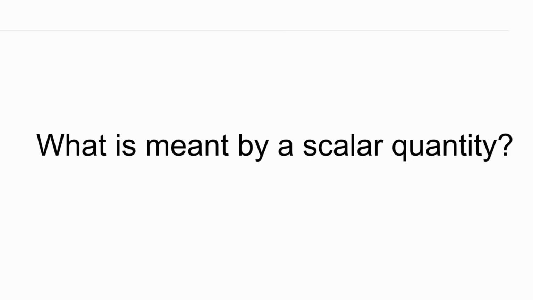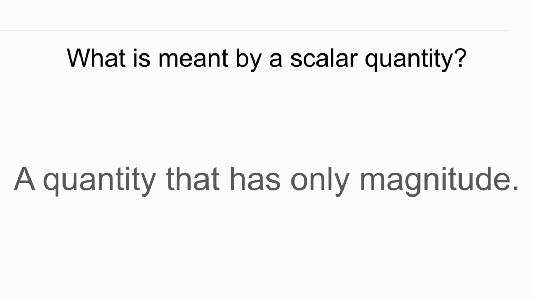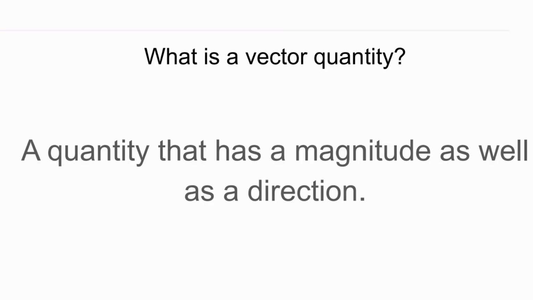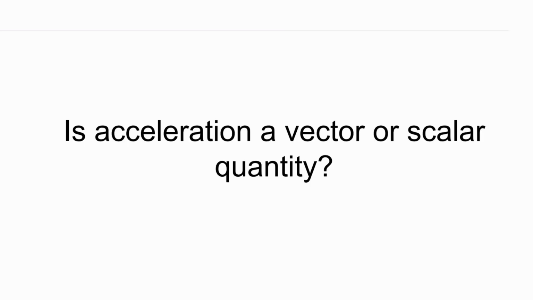What is a scalar quantity? It has only a magnitude and a unit. It does not have any direction. A vector quantity is a quantity which not only has a magnitude and unit but also has a direction, and in physics direction matters.